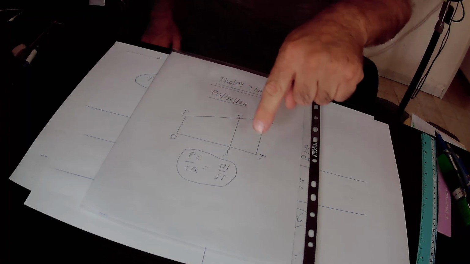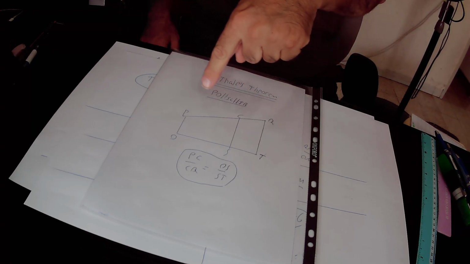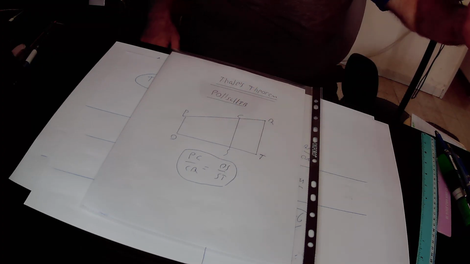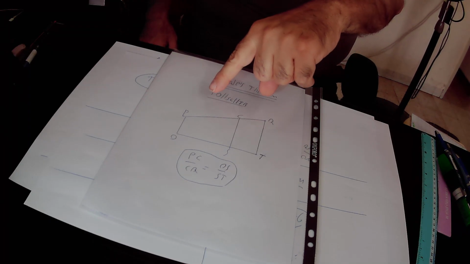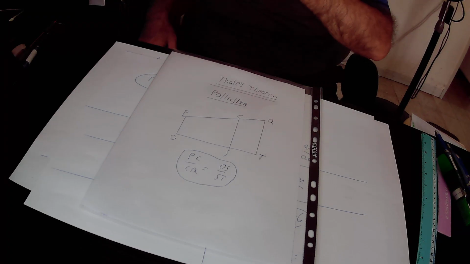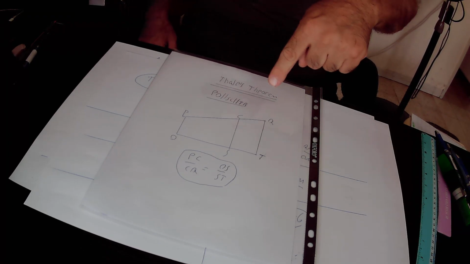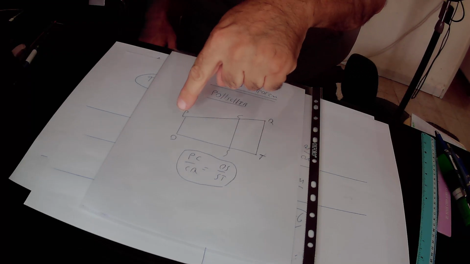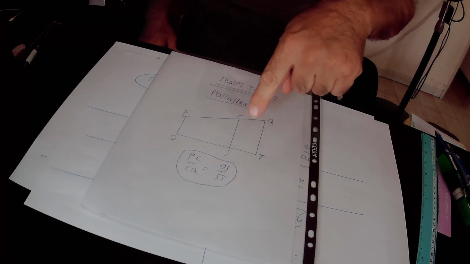BO is parallel to CS, which is parallel to QT. PQ connects the three parallel lines. OT also connects the three parallel lines. So we have a special relationship between those two line segments that connects the three parallel lines together. The relationship is as follows: PC over CQ equals OS over ST.